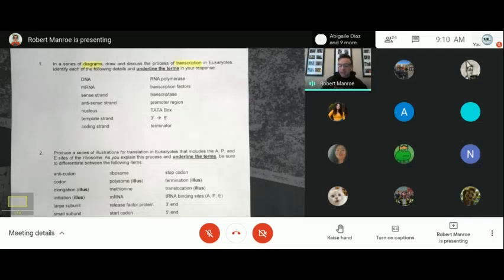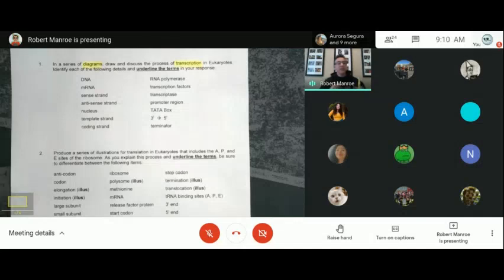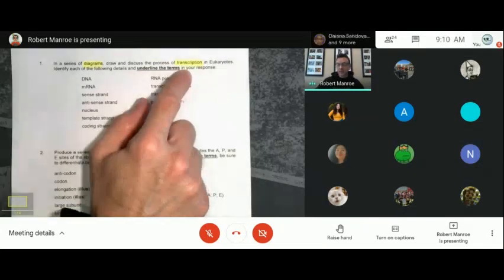So IB will not always ask you transcription and translation. They may just ask you one. And so if you glance at it and it's really asking you transcription, and you provide them with this beautiful explanation of translation because you didn't read the question, okay, they're going to award you a 0 because you didn't answer the question, all right?